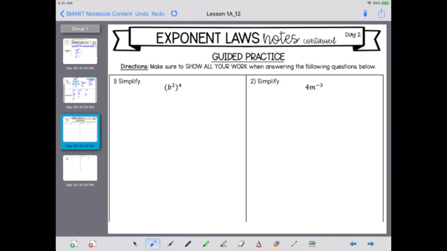So number 1 is a power to power. So that means we're going to multiply our exponents. So we have b to the second to the fourth. So we have 2 times 4, which would be b to the 8th power.